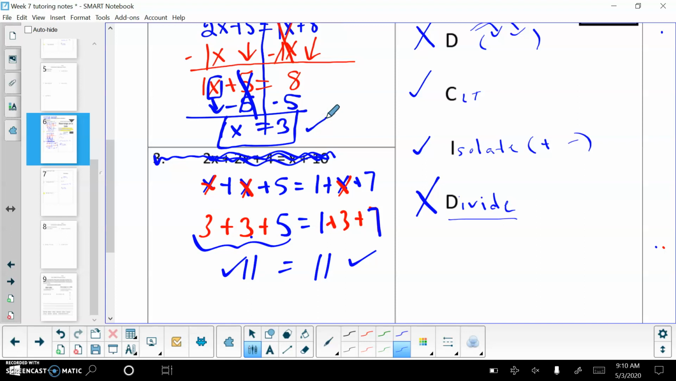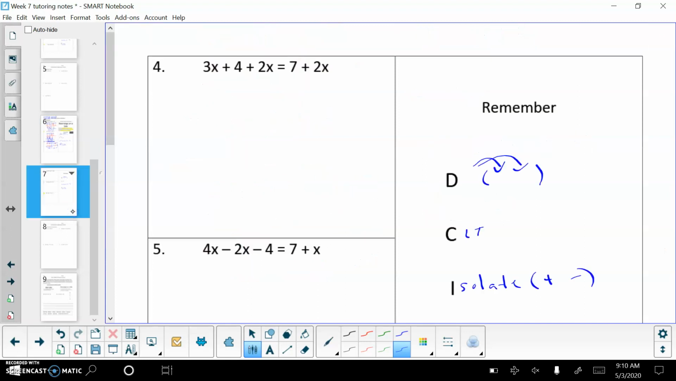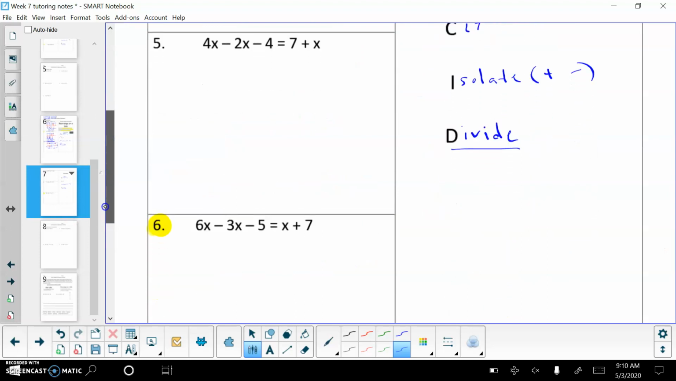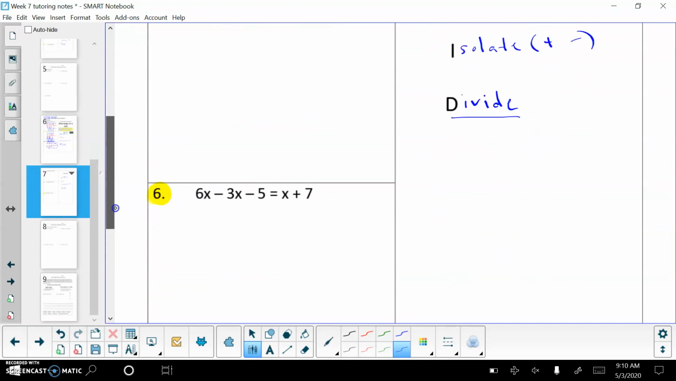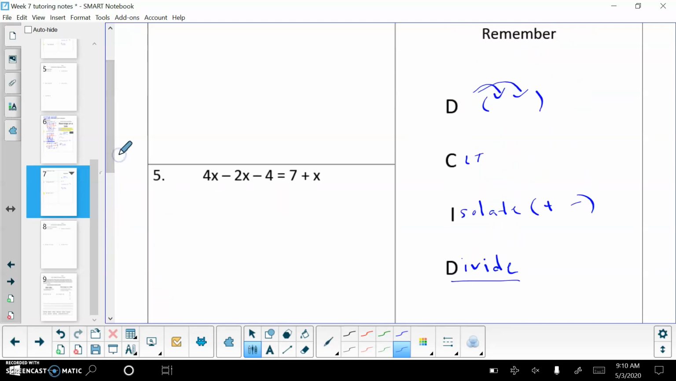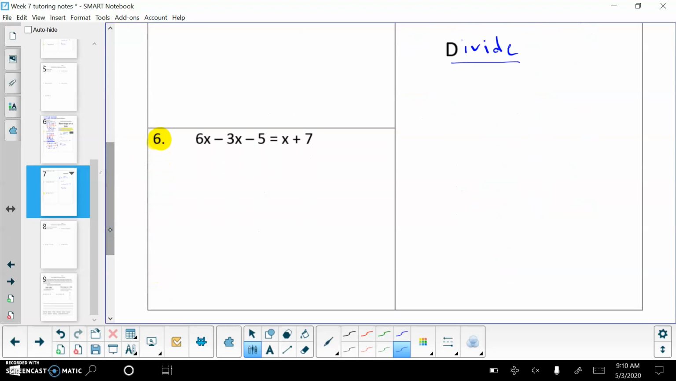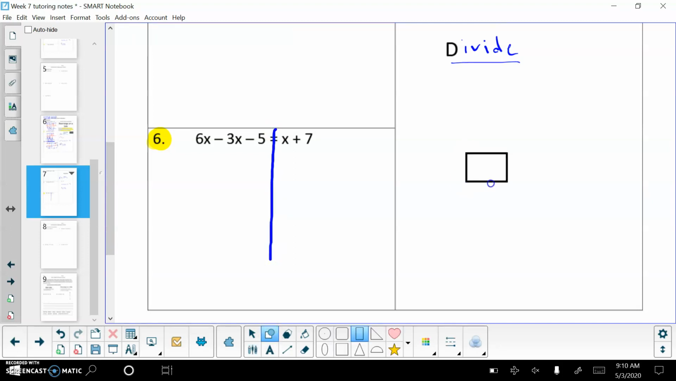Now I'm going to go to the next example that we're going to look at. Okay, this is going to be all the way down here, example 6. Once again, I'm going to notice that I have no parentheses, so I'm not going to do the divide step. Okay, and I'm going to draw my line. And as far as using my box, I'm going to redraw my box here.